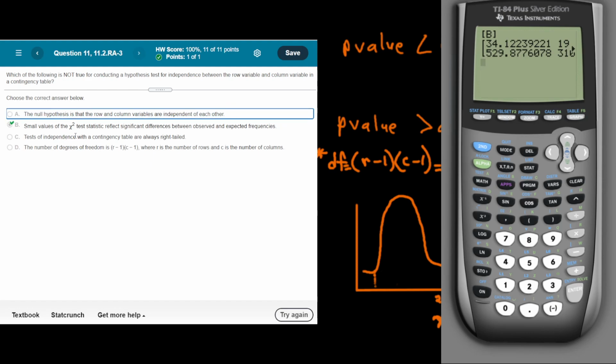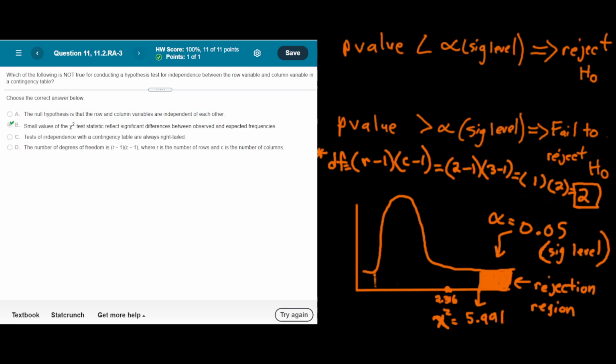And the tests of independence with the contingency table are always right tail. Yeah, especially by this little diagram here. Let me take this off. Remember we made that little right tail skew looking histogram thing, pseudo histogram thing. It's always going to be right tail. So those are all true statements except for the small value portion, and mathematically, they go into that.